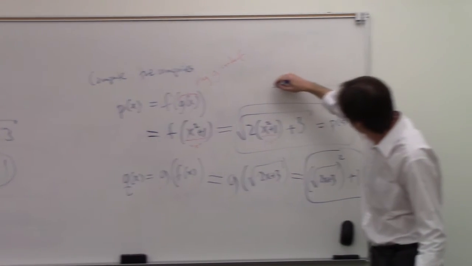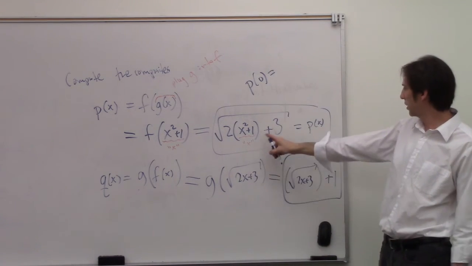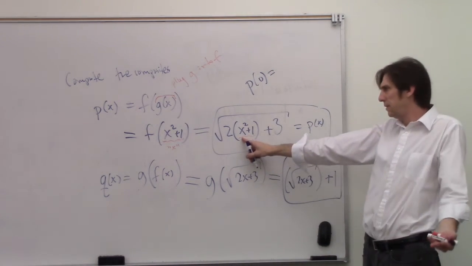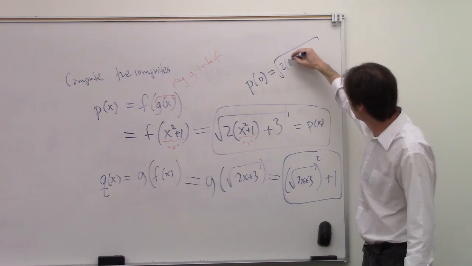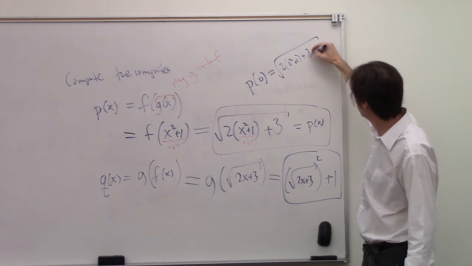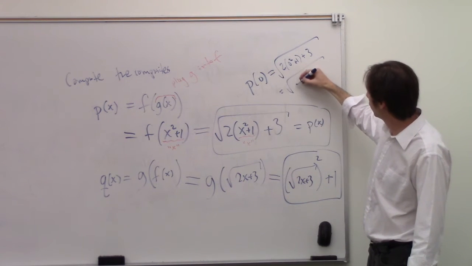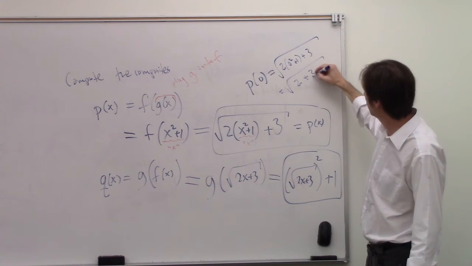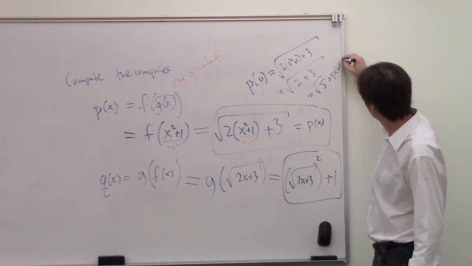For example, what's p of 0? Right, if I plug in 0 for x in my p formula, that'll be the square root of 2 times 0 squared plus 1 plus 3. And so that's the square root of 2 times 1, which is 2 plus 3. And so this gives me the square root of 5, right? That's p of 0.